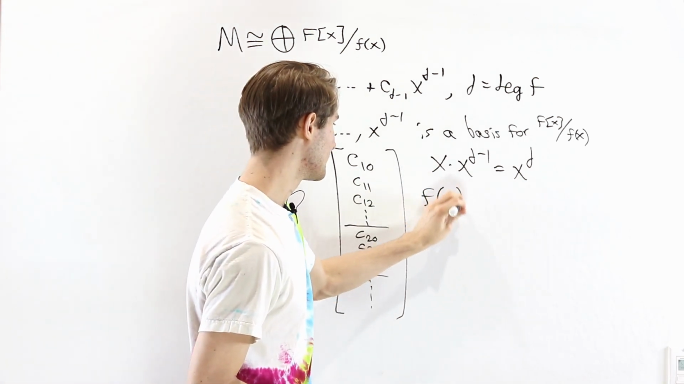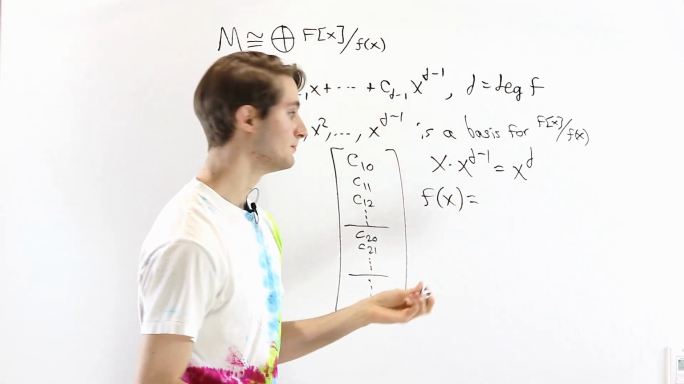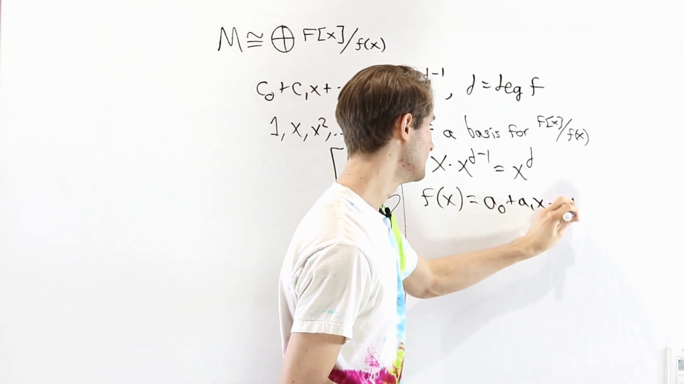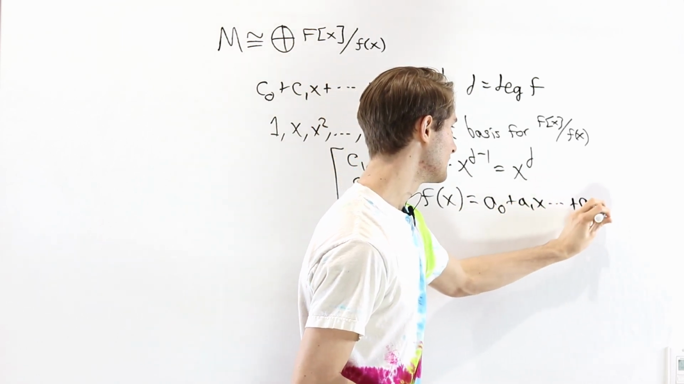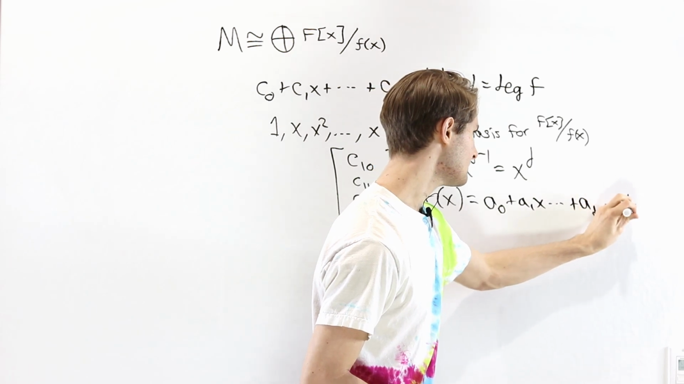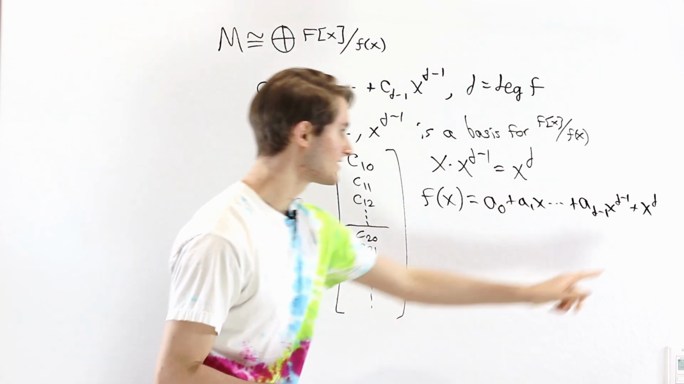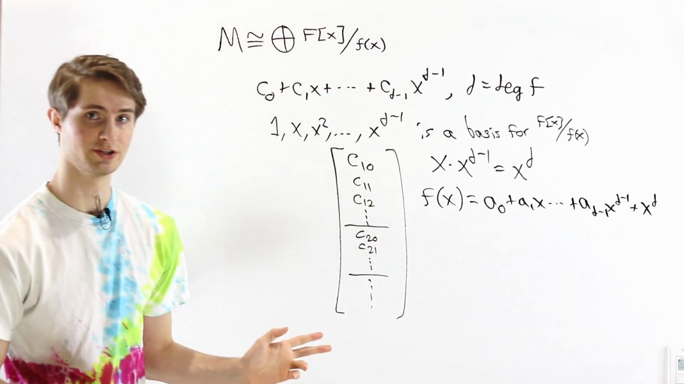We know that f of x is going to be described by some polynomial, a0 plus a1 x, and so on. And we said at the very end that it was leading coefficient 1. So we just have x to the d here with no coefficient.